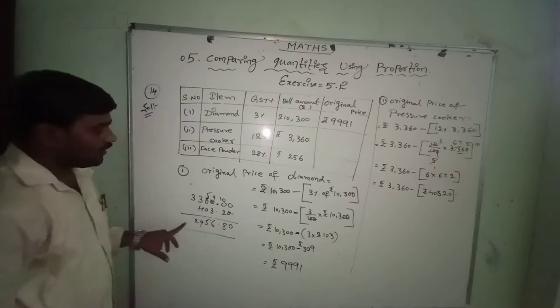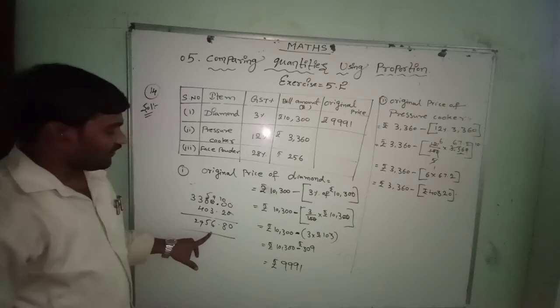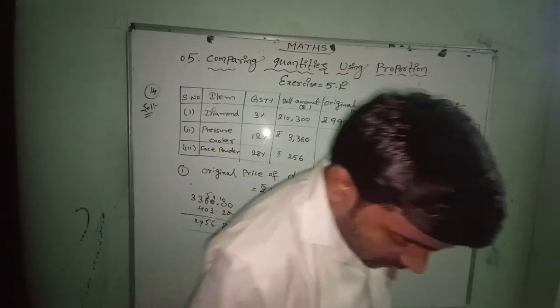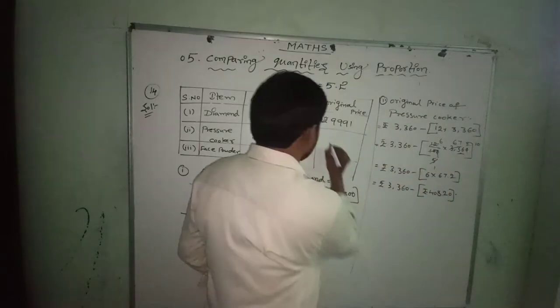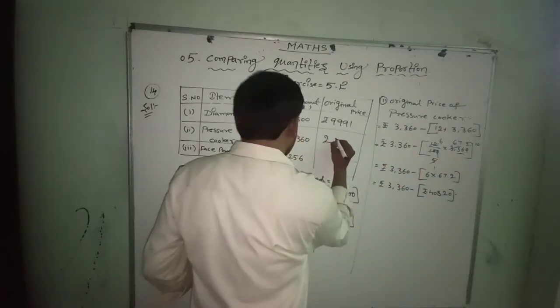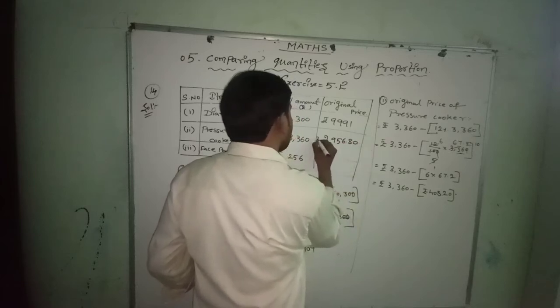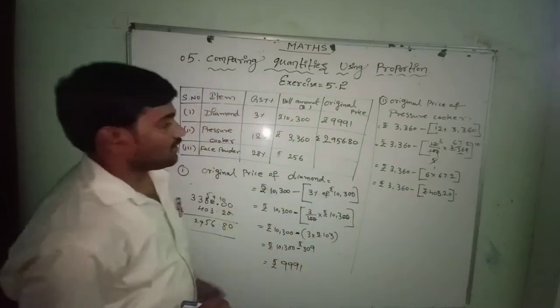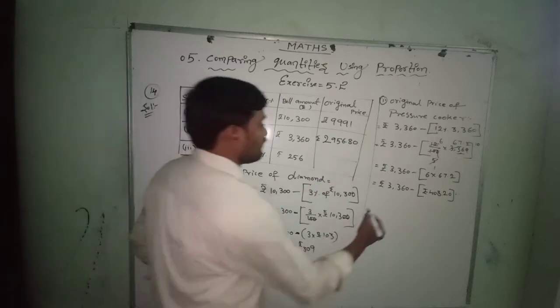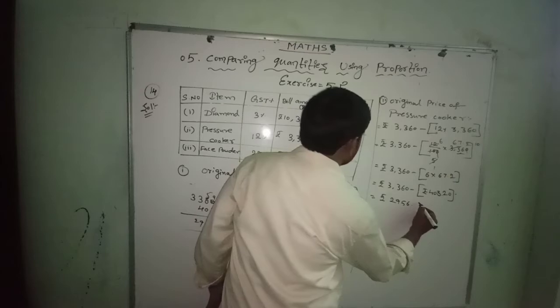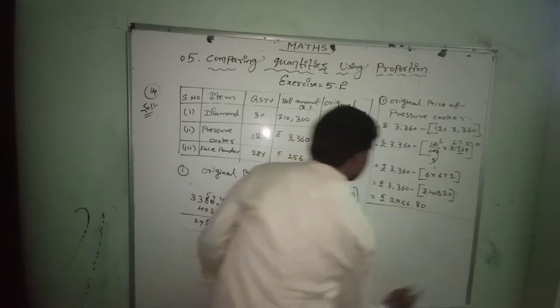So we have to pay 2956 rupees 80 paisa. 2956 rupees 80 paisa. 2956 rupees 80 paisa they have to pay. Simple. That is 12%. In the same way, 2956 rupees 80 paisa they have to pay.